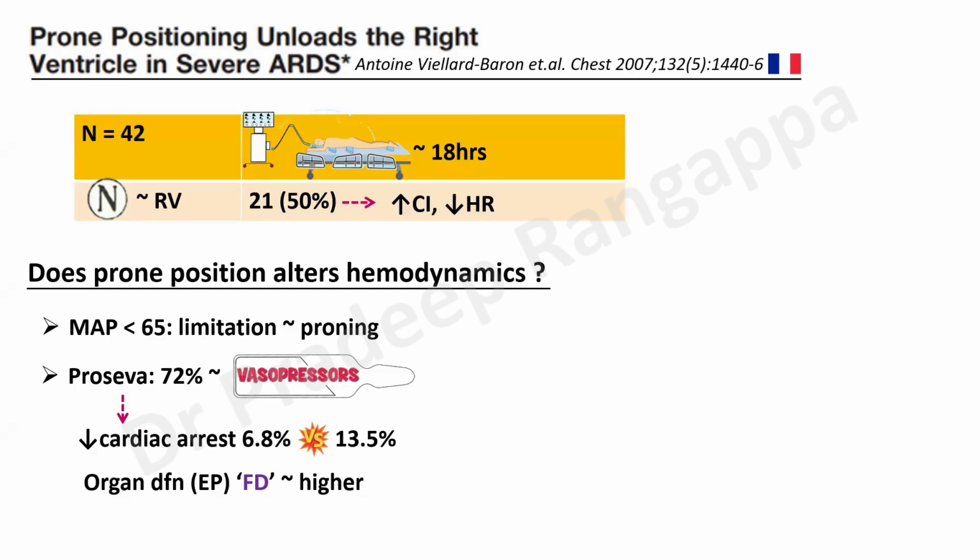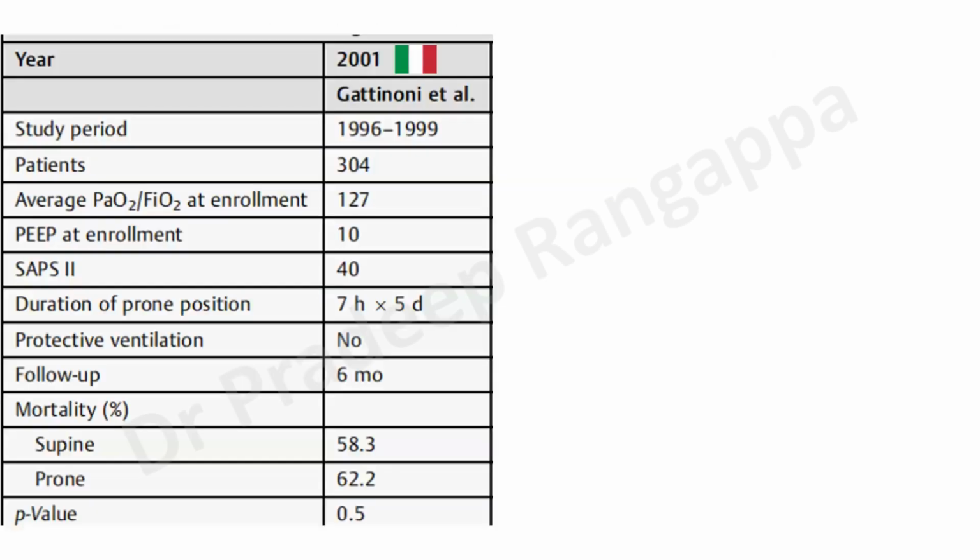So what about the evidence for proning in ARDS? The evidence for proning has been building over the last 30 years. So from 3 decades, the evidence is building up. Let me take you through the four important studies which have looked into proning. All the earlier studies in the last 20 years were negative. It was only the PROSEVA trial which became positive.